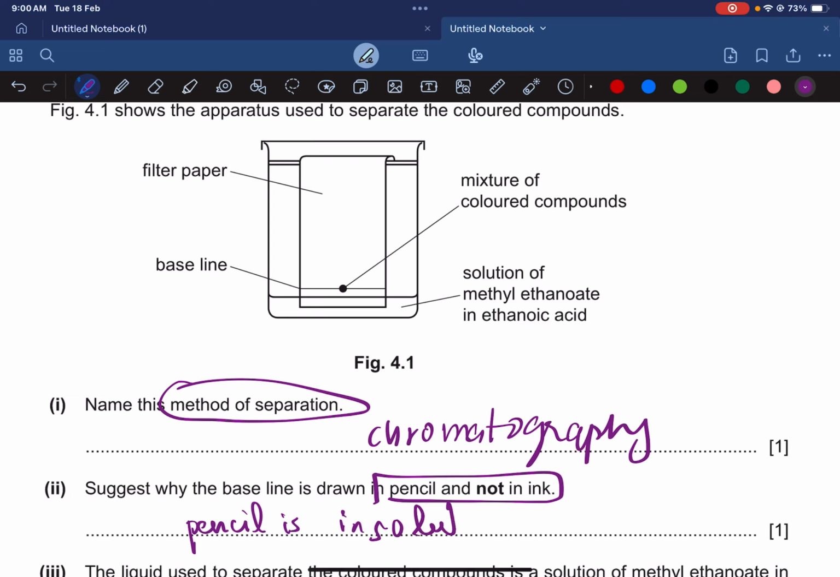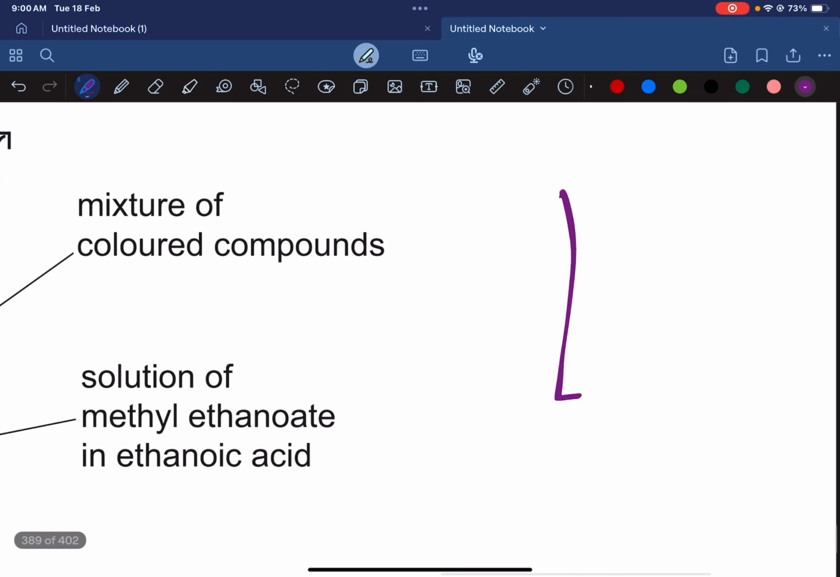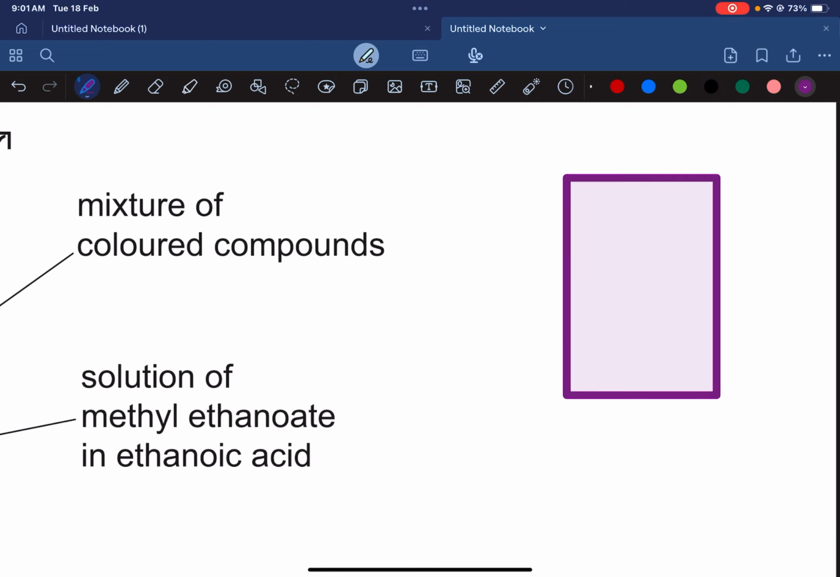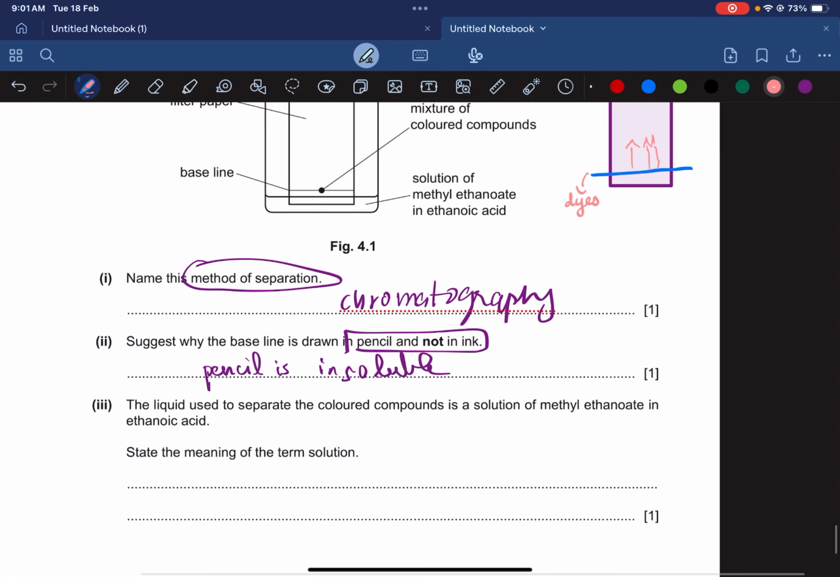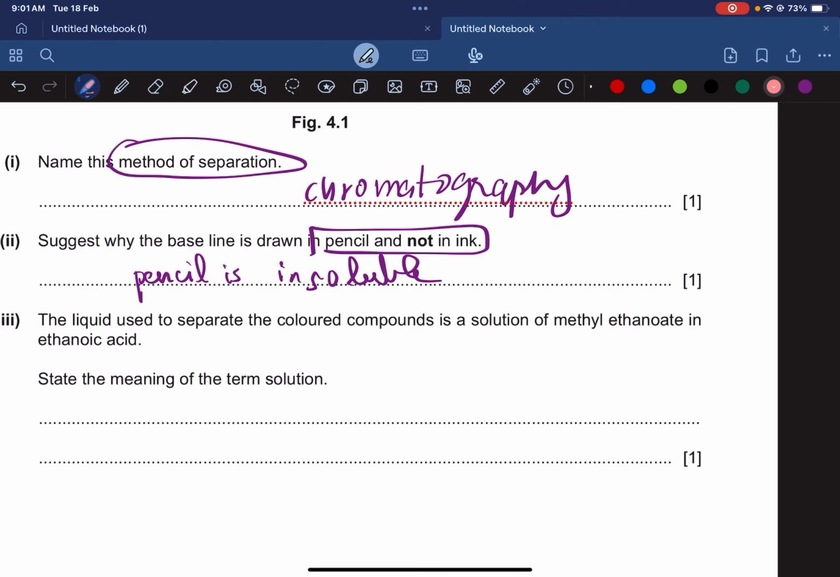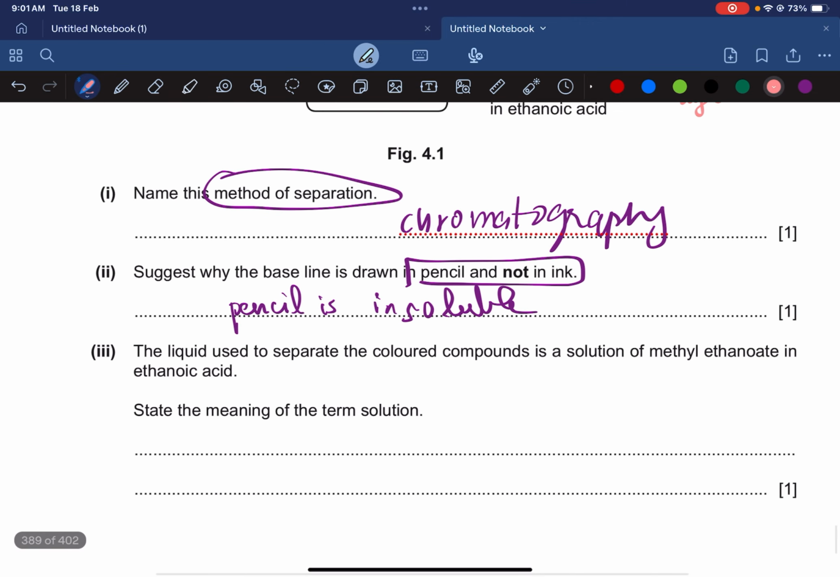Now I'll explain one thing: whenever we use ink, for example, this is my chromatogram and I draw my baseline with ink. Ink is itself a mixture of dyes. So in my solvent, ink might dissolve and disturb the chromatography and might move up. So we cannot use ink. We use pencil because it is insoluble, whereas ink dissolves.